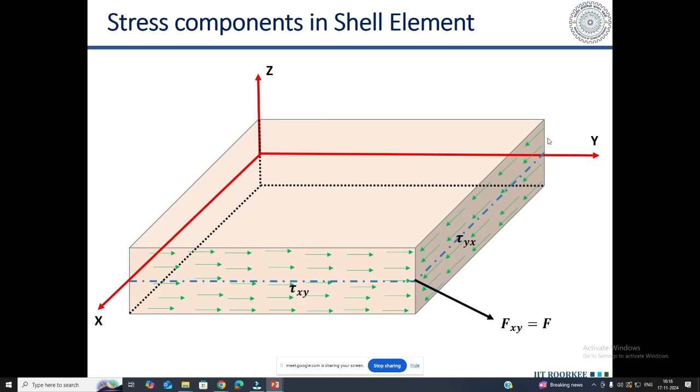Similarly, because of the force which is acting along x direction but on y plane, this will lead to the shear stresses in the y plane, which is shown by the y suffix here, and in x direction. So these are basically shear stress, as you can see, and these are again in plane shear stress.